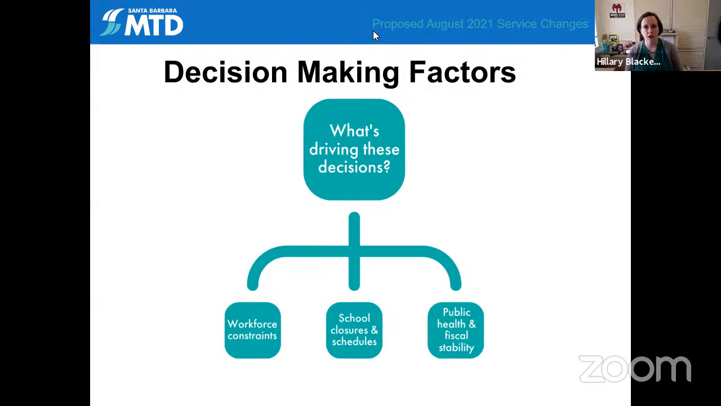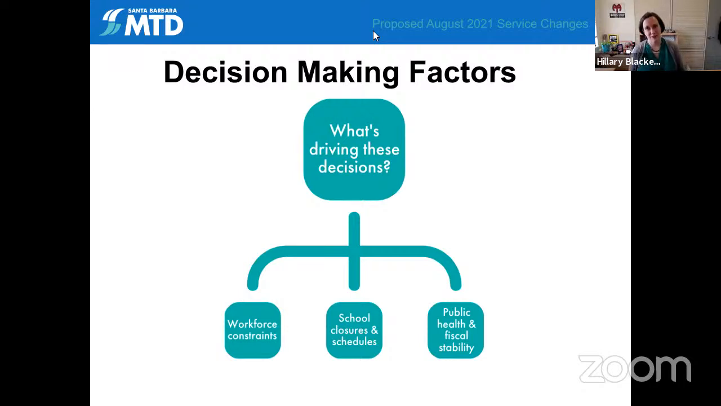So here to talk about our August service changes. These changes would go into effect August 16th of 2021. We try to make service changes once a year in August, and that generally coincides with school coming back into session, etc. This year is different in a lot of ways.